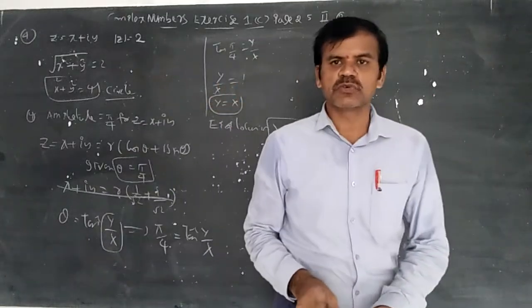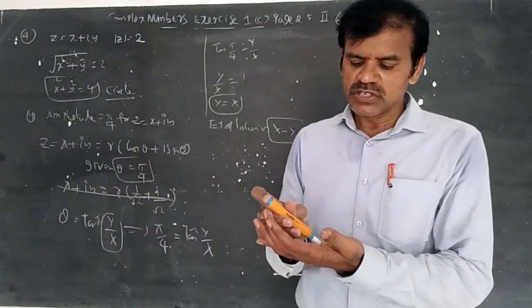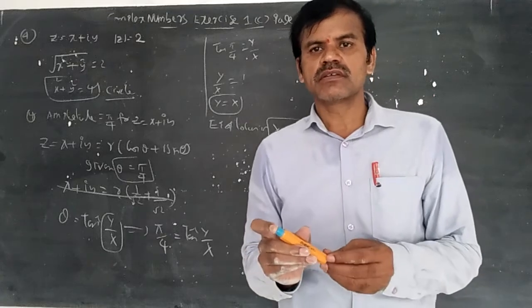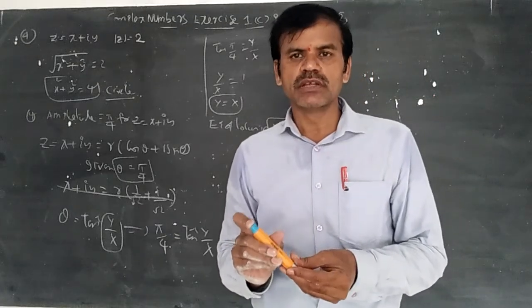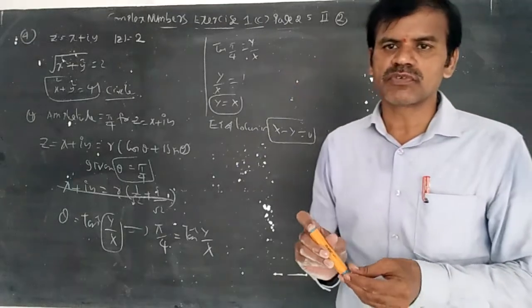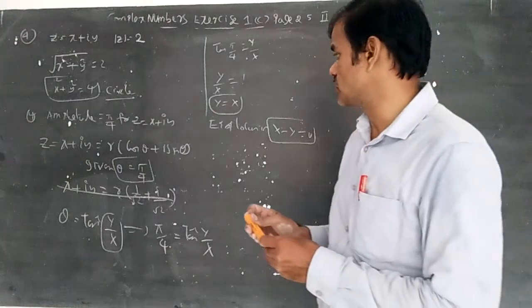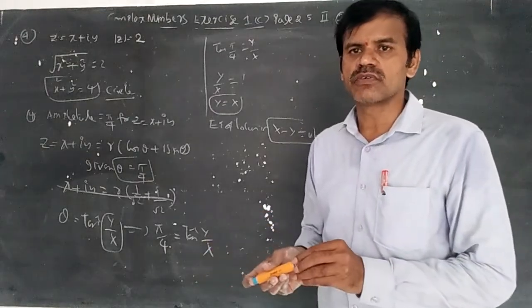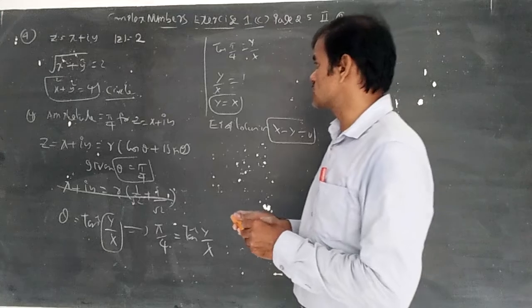If you give an objective question, directly you can say using that one. Cos 45 equal to 1 by root 2 and sin 45 equal to 1 by root 2, they are equal only at 45 degrees, therefore x equal to y is the required equation of locus.